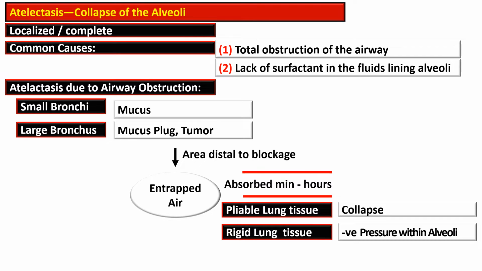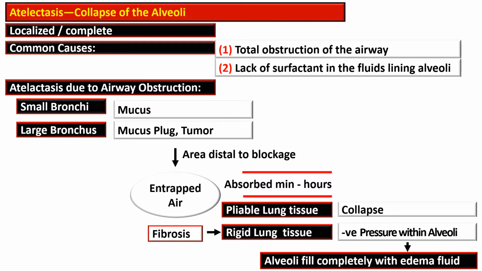If the lung tissue is pliable enough, it will suddenly collapse. But if the lung tissue is rigid due to presence of fibrosis, there is development of negative pressure within the alveoli, and this negative pressure within the alveoli will suck the edema fluid from the capillaries, and the alveoli fill completely with the edema fluid.